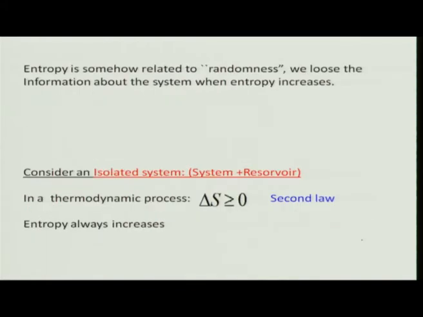In any irreversible process, entropy change will be more than the entropy change in the corresponding reversible process. In some sense you will find the statement that entropy is, very loosely speaking, related to the randomness or disorder of the system, and we lose information about the system when entropy increases. What do I mean by that?